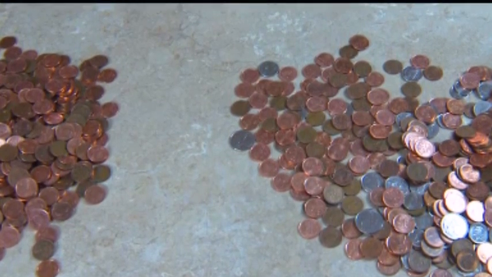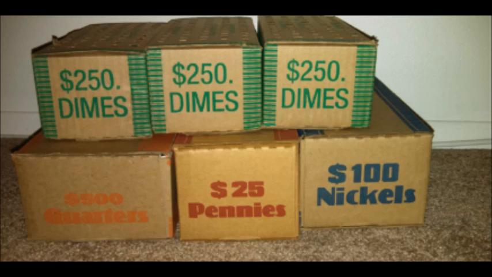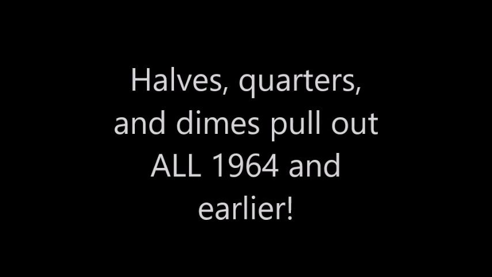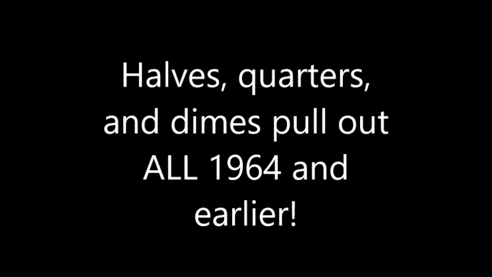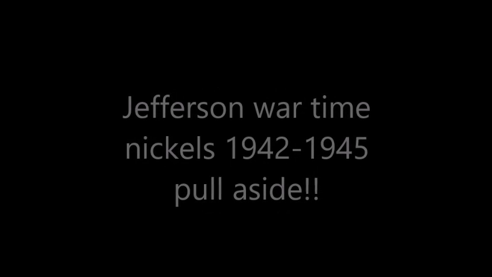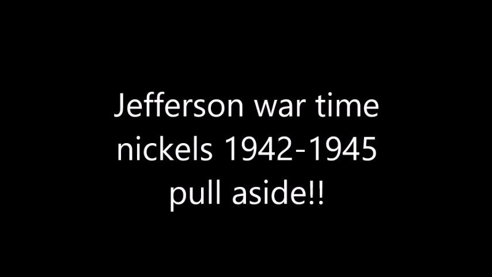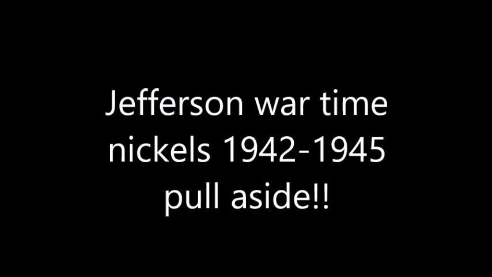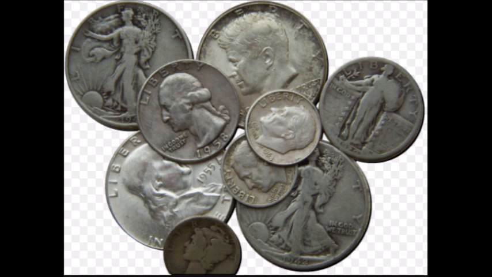With your quarters, nickels, dimes, halves, dollars, you of course want to pull out any that would be 90% silver. So with halves, quarters, and dimes, 1964 and earlier, you want to pull out and put aside. With half dollars, 1965 through 1970, you want to pull out and put aside. And with Jefferson Nickels, you want to pull out 1942 through 1945 and put them aside. Those are your silver coins.